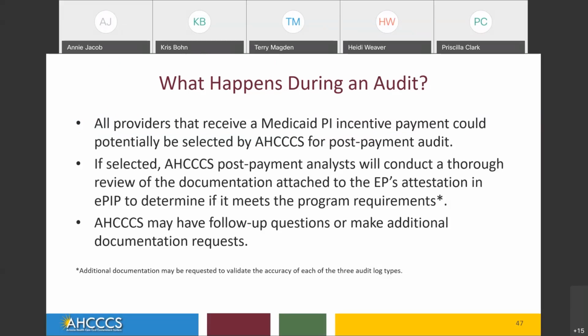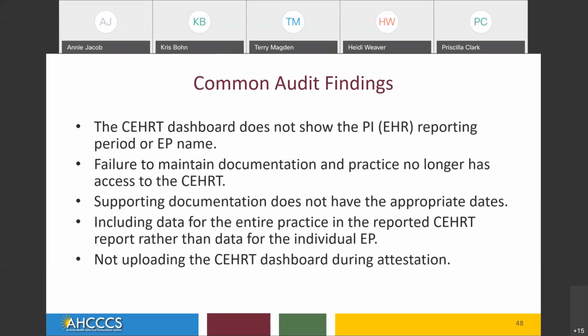Please keep in mind that additional documentation may be requested to validate the accuracy of each of the 3 audit log types. Access may follow up with additional questions or documentation requests. Some common audit findings are that the Cert dashboard does not show the PI reporting period or EP name on it. Failure to maintain documentation and practice no longer has access to the Cert. Supporting documentation does not have appropriate dates. Including data for the entire practice in the reported Cert report rather than data for the individual EP, or another common audit finding is not uploading the Cert dashboard during attestation.